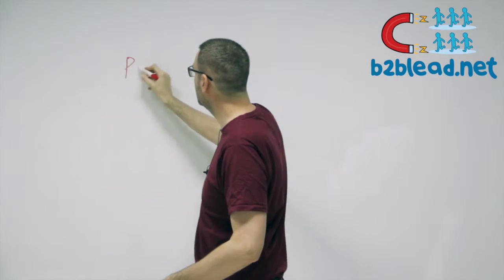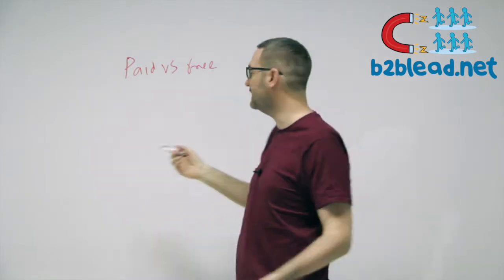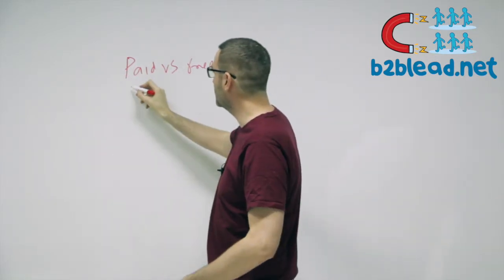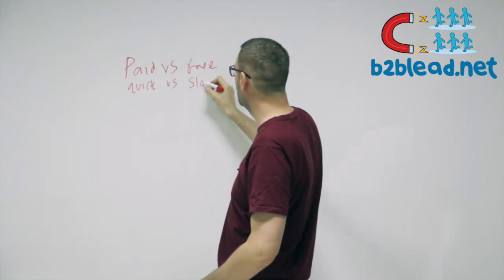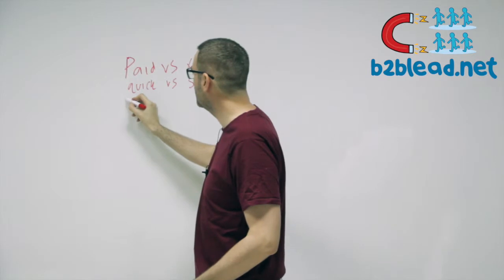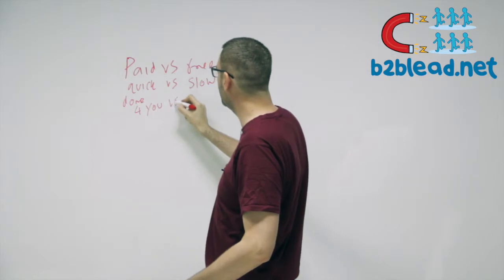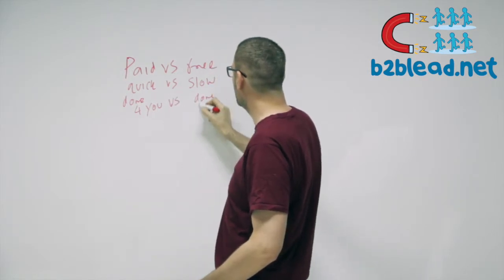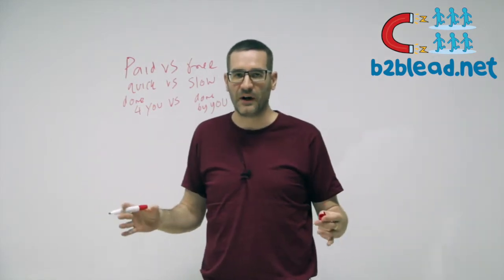Okay, so you've got different types of lead generation. You've got paid versus free, which is basically quick versus slow, or done for you versus done by you. Okay, so that kind of explains itself anyway.